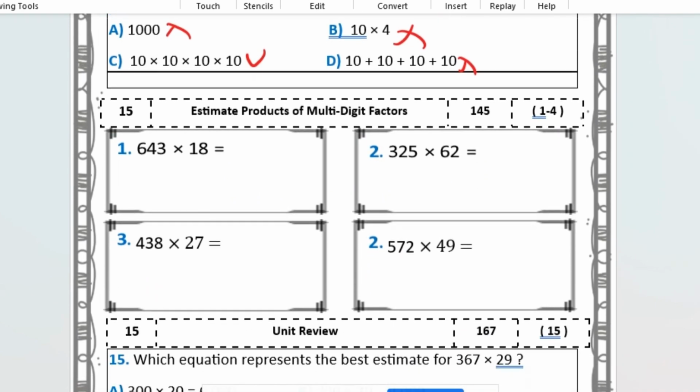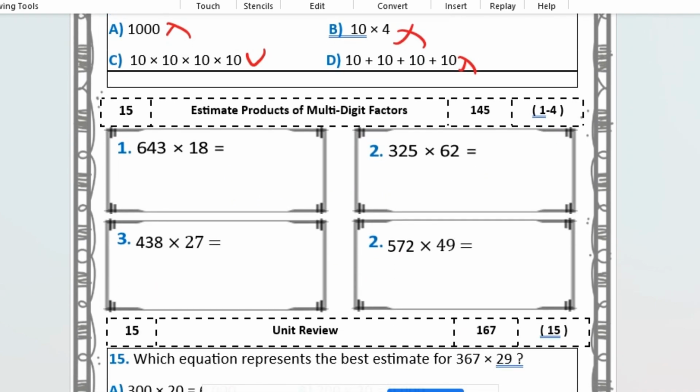Now estimate the products of multi-digit factors. The first one is 643. So this is an estimation. What do we do when we estimate? We round it to the nearest whole number. This will become what? 600 times 20.